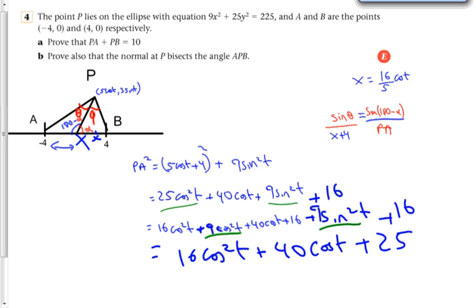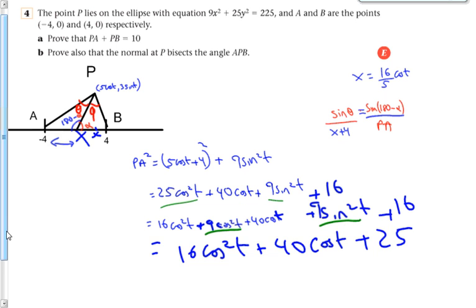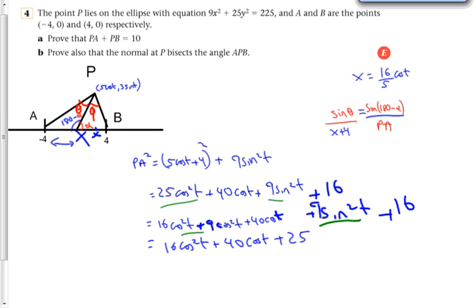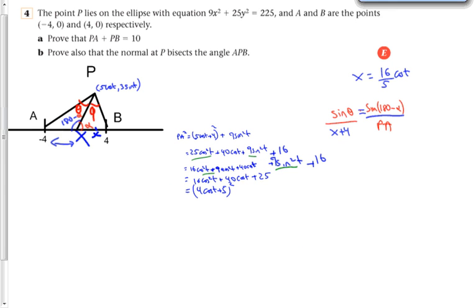Is that right? I've written the 16 out twice. Yeah. Is that right? Okay, and then the last part, so we can factorize this as 4 cos t plus 5 all squared. And PA is equal to 4 cos t plus 5. Is that right? Yeah? What is PB?